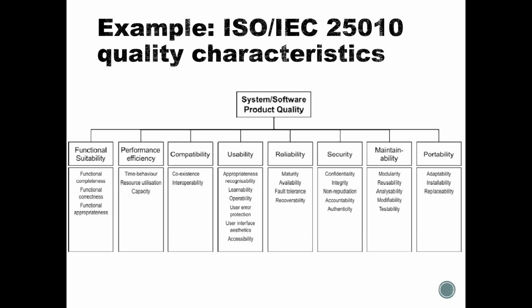Then it is portable. So these are the different 8 characteristics which talk about the actual software product quality. And if any product is satisfying these 8 characteristics, we can say, okay, the product is having high quality.